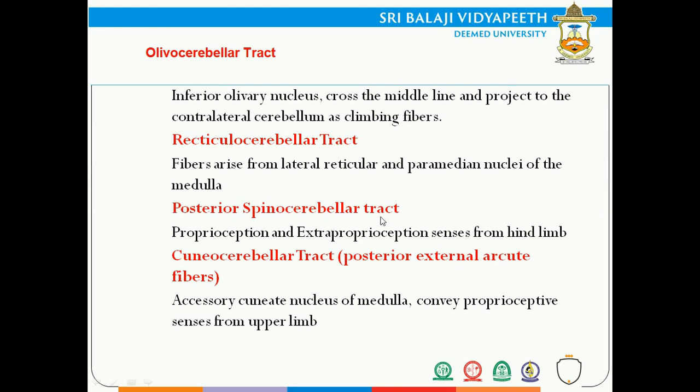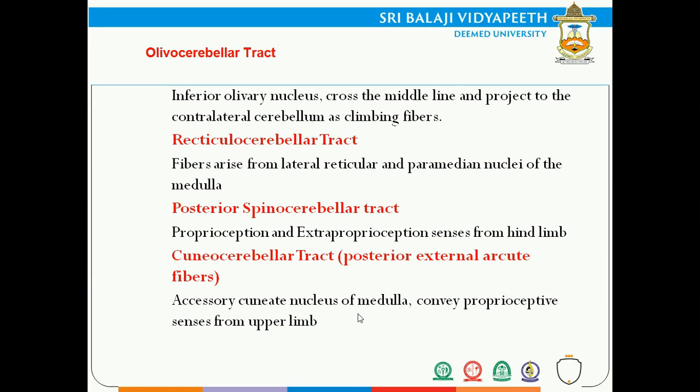Posterior spinocerebellar tract is mainly for proprioception and extero-proprioception sense of the lower limb. The cuneo-cerebellar tract is otherwise called posterior arcuate fibers. Posterior arcuate fibers only we call it as the cuneo-cerebellar tract, and it is an accessory cuneate nucleus of medulla that conveys proprioceptive fibers from the upper limb.